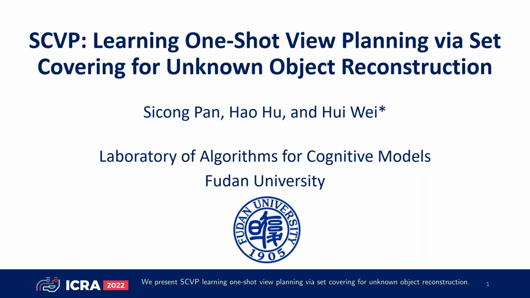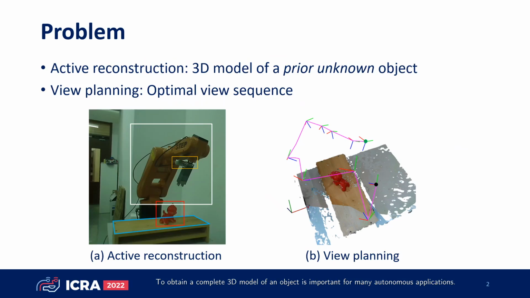We present SCVP, Learning One-Shot View Planning via Set Covering for Unknown Object Reconstruction. To obtain a complete 3D model of an object is important for many autonomous applications. Active reconstruction has been widely studied because it can automatically reconstruct a priori unknown object based on robots. For better performance, we focus on the most challenging view planning problem in active reconstruction.